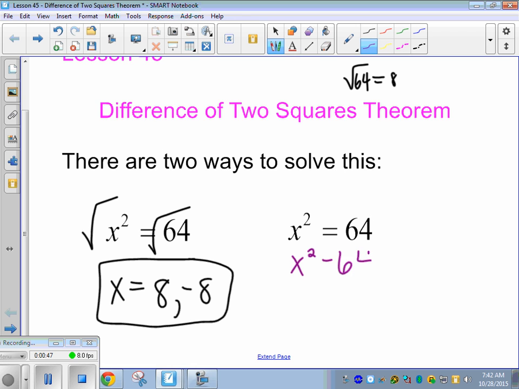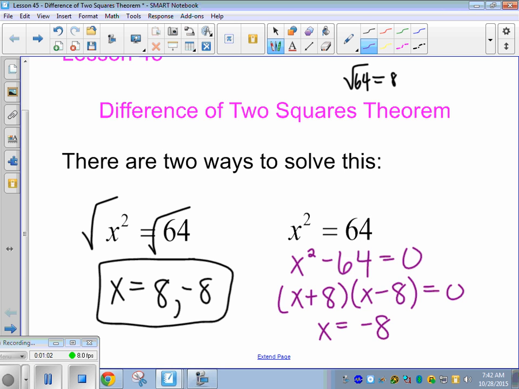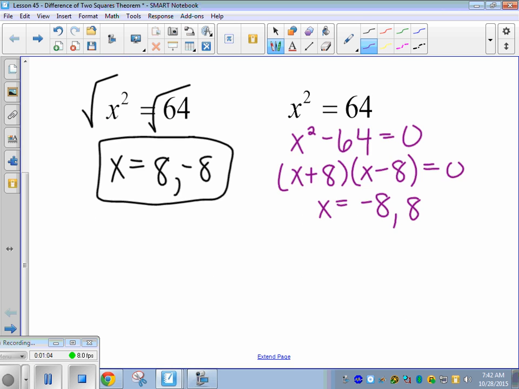Yes, set it equal to 0. And then do what? Factor, x plus 8, x minus 8. That's a difference of squares. And we get negative 8 and positive 8. Okay, or if you want to do a little bit less work, you can put plus and minus 8 as one thing. I mean, the same thing, okay?